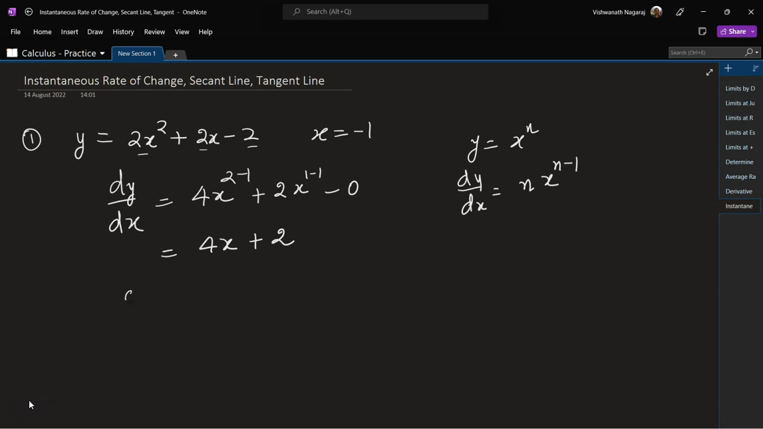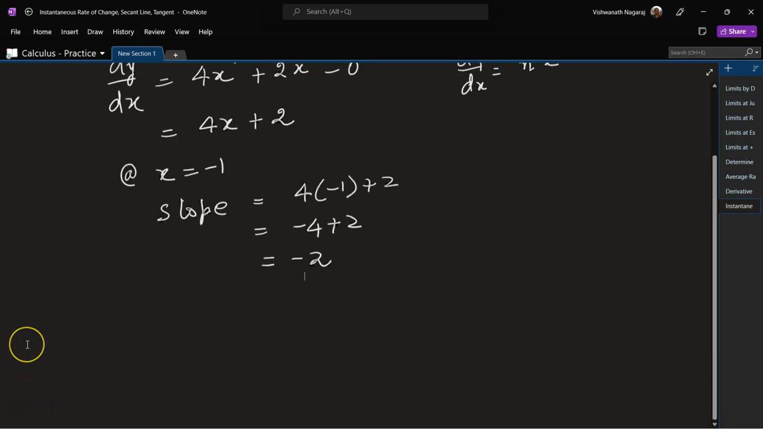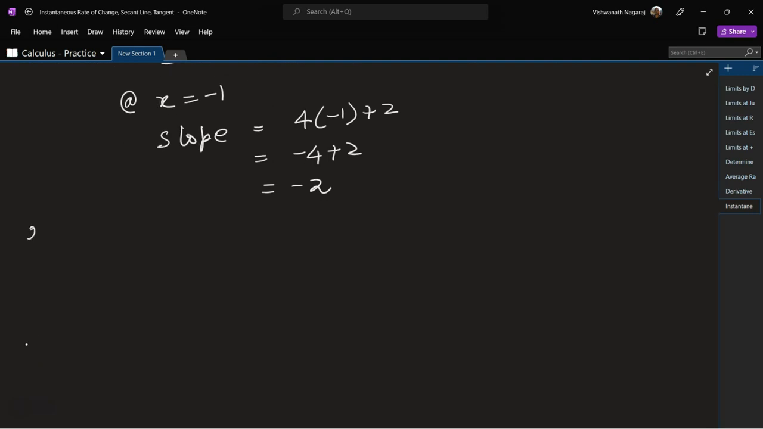So at x equal to minus 1, what will it be? The slope. dy by dx is nothing but the slope. So slope would be equal to, we just do the substitution, 4 times minus 1 plus 2, which is equal to minus 4 plus 2, which is equal to minus 2. So that's our first problem.